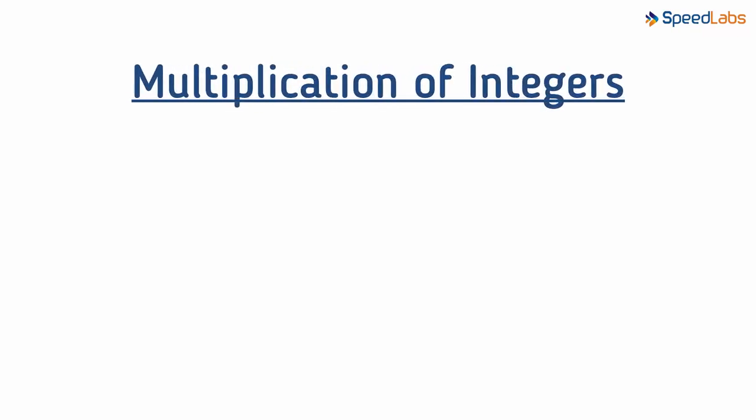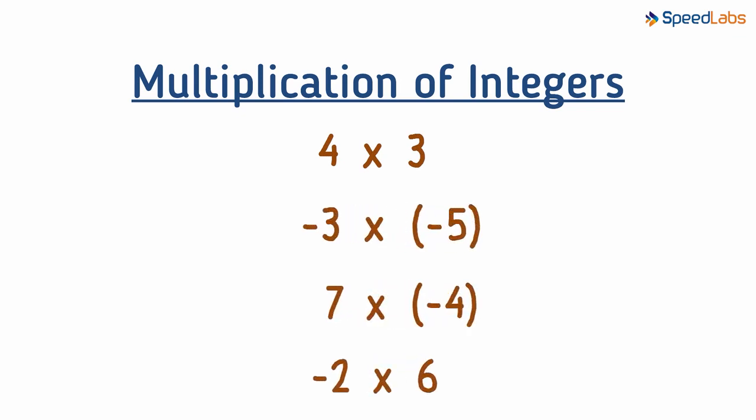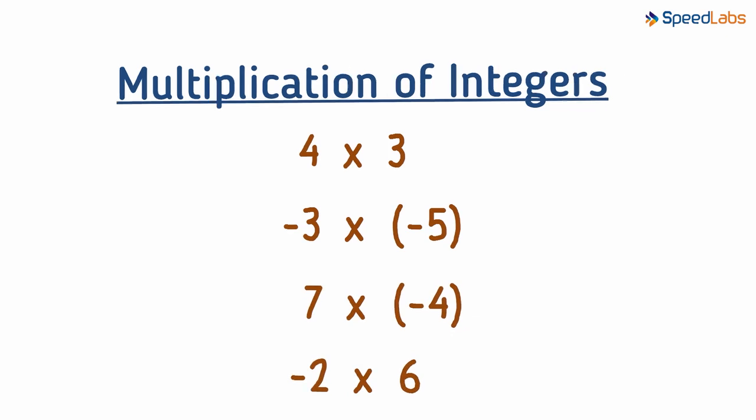When we talk about multiplication of integers, there are various possibilities of pair of integers that can be multiplied. For example, multiplying two positive integers, or a pair of two negative integers, or maybe a pair of integers with different signs. Let us explore them one by one.